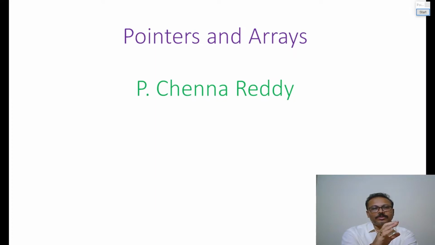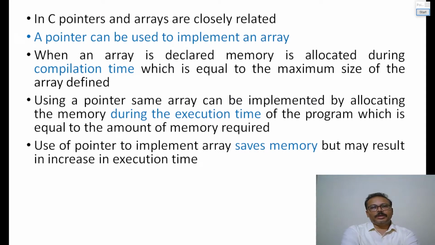So how do we implement arrays using pointers? See, pointers and arrays are closely related. A pointer can be used to implement an array. When an array is declared, memory is allocated during compilation time. So that is one important point.